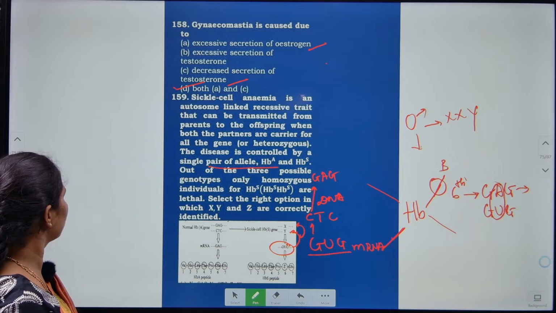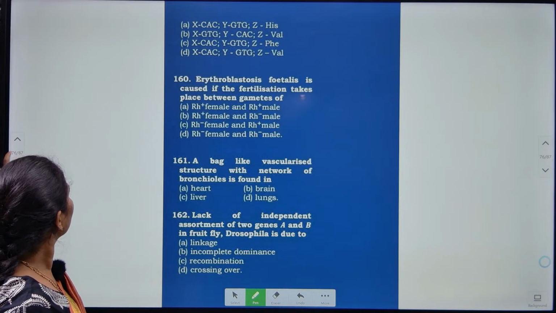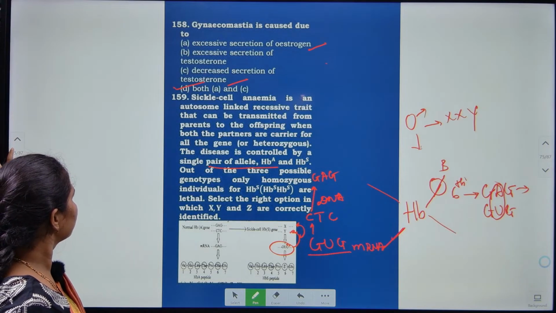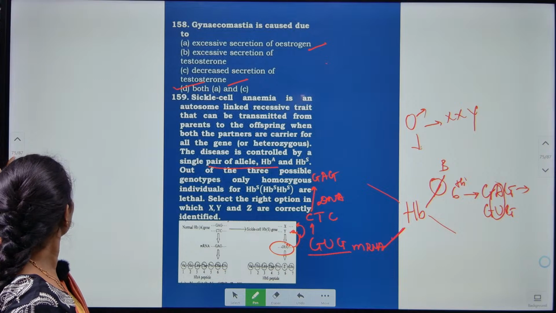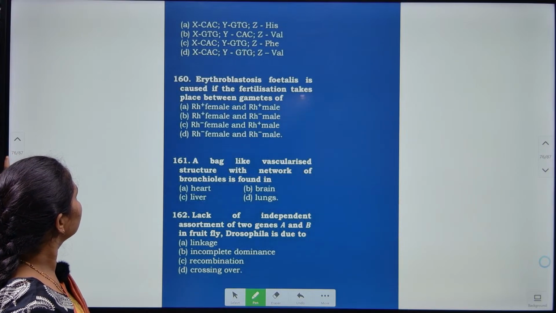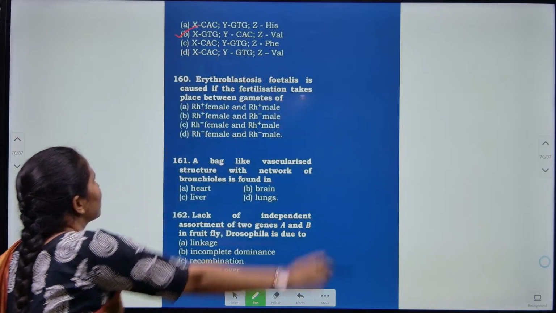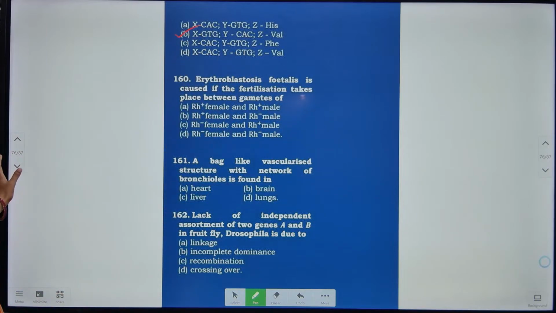So let us see the option here. It is GTG, CAG, and the last one is the valine here. So this will be the right option. So GTG, CAC as well as the valine.